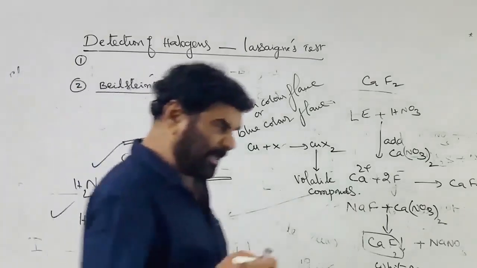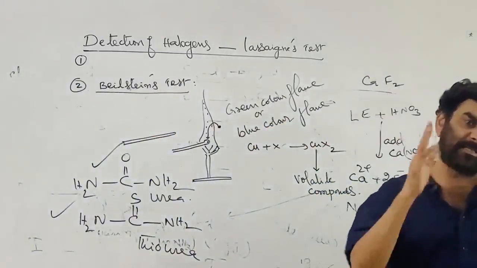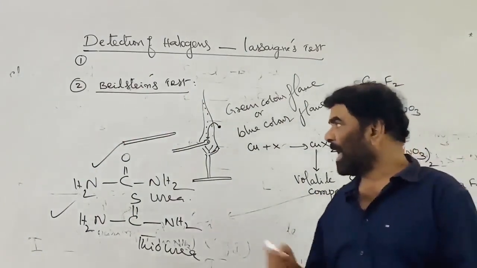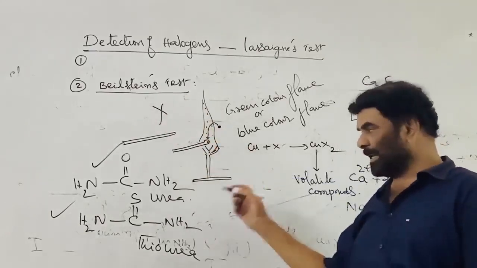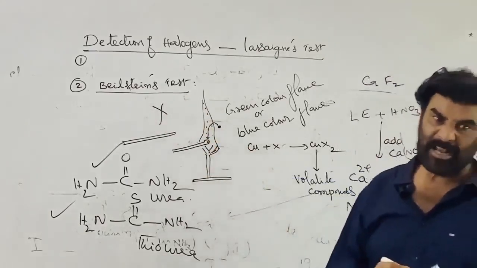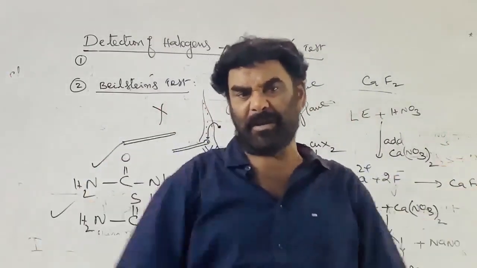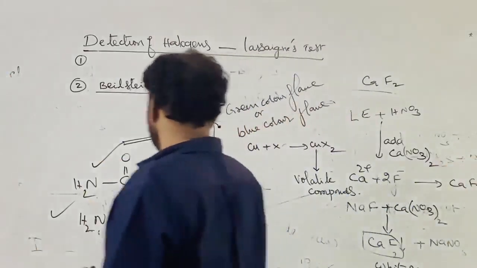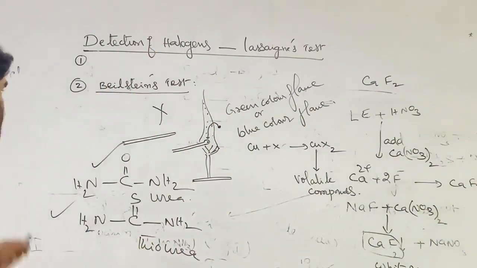And some organic compounds, even though they contain the halogen, do not give the positive Beilstein test. So the specific halogen cannot be identified, and compounds without halogen also give this test. Therefore it is not an authentic test for identification of the halogen. Lassaigne's test is the best test for the identification of the halogens.